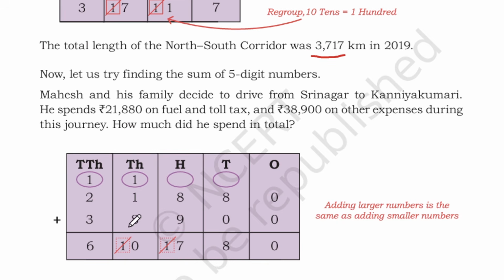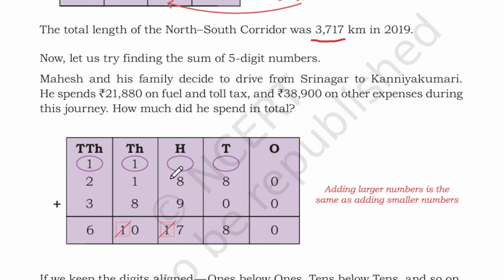Okay, now we have a few numbers given here and the addition is also there. So let us try finding some 5-digit numbers. Mahesh and his family decided to drive from Srinagar to Kanyakumari. He spends 21,800 on fuel and toll tax and 38,900 on other expenses during the journey. How much did he spend in total?